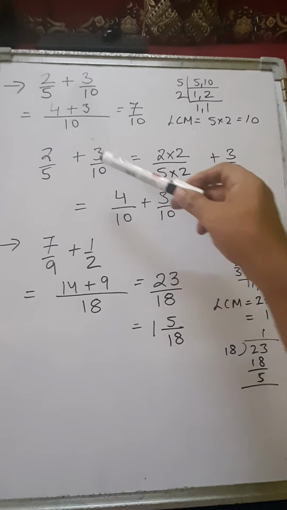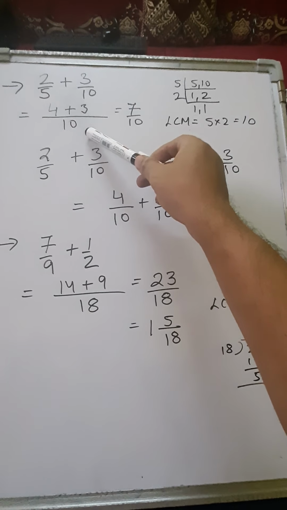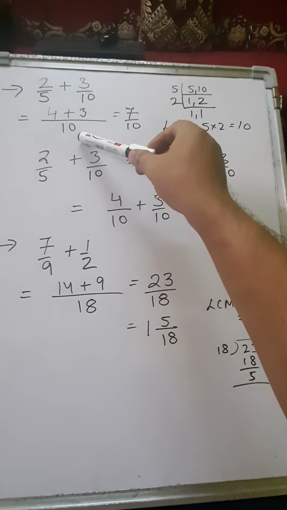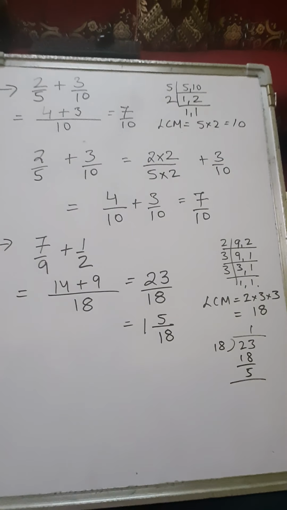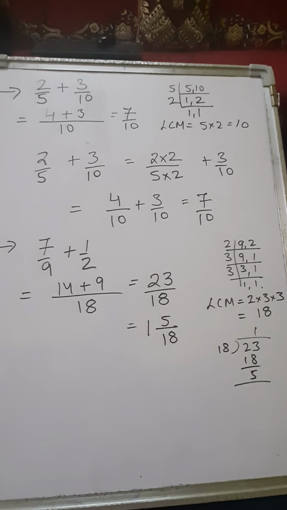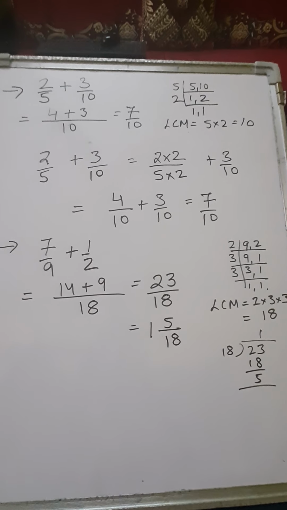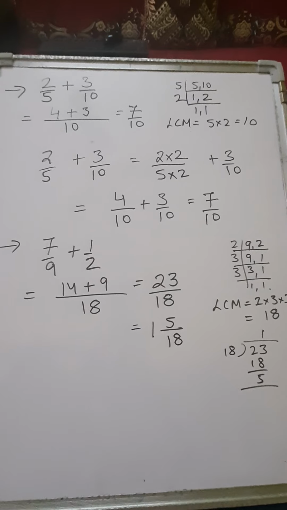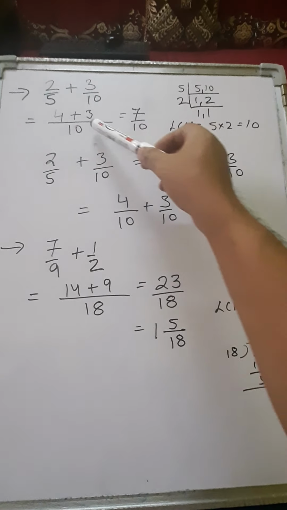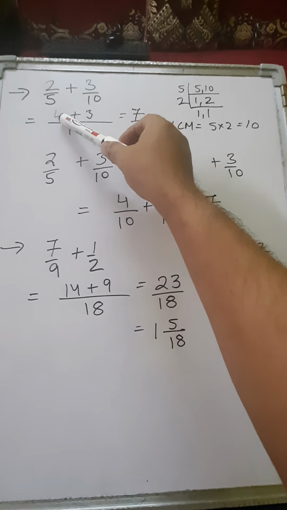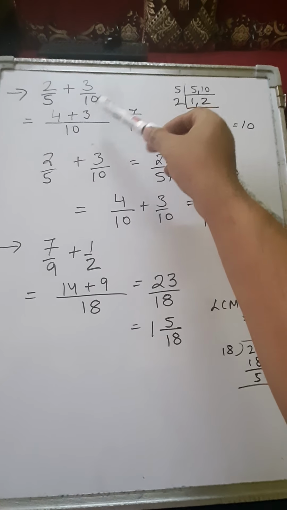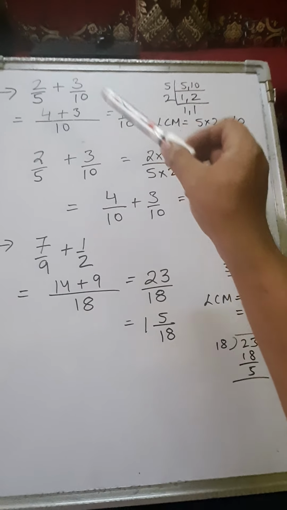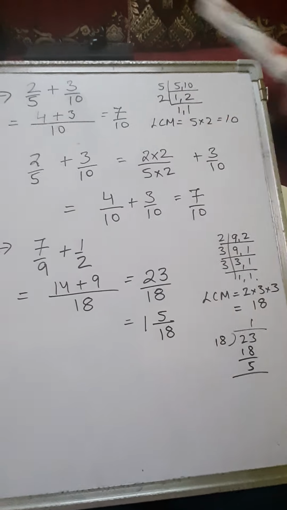We'll write 10 as the denominator, and we will divide this LCM by the denominator of the first fraction. So when 10 is divided by 5, what will we get? 2. 5 twos are 10, right? And 2 twos are 4. So for the first fraction we get 4 here. Now see the second fraction, when 10 is divided by 10, 1 will come, and 1 into 3 is 3. So 4 plus 3, 7 upon 10 will be the answer.